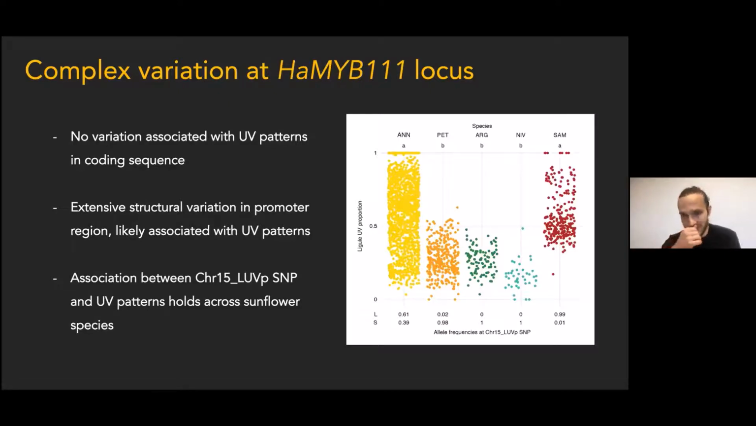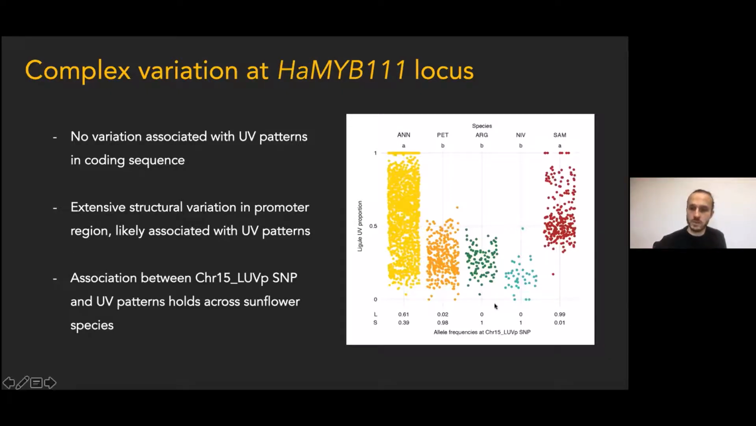As part of this experiment, we also sequenced MIB-111 from a few plants from other species, petiolaris and argophyllus. And in all cases, they seem to have the same allele at the promoter of MIB-111 as plants with small UV patterns. And so we went back to our SNP dataset and checked the genotype at the chromosome 15 SNP, the SNP that had the strongest association in GWAS. We checked what the genotype at this SNP is in different species, and we found that across different species, this tracks very well with the UV patterns in these plants.